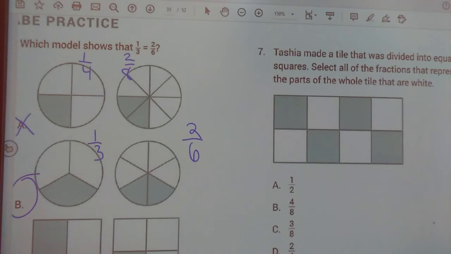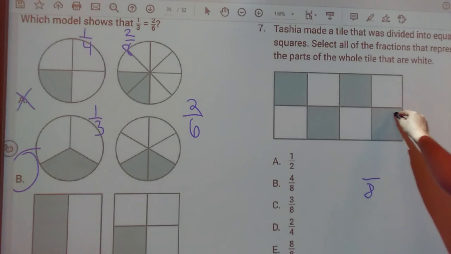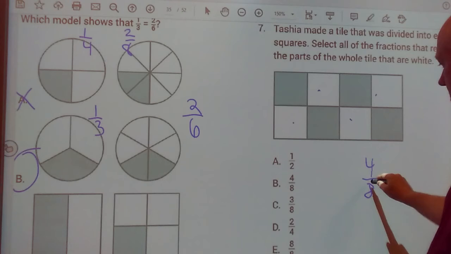Okay, now, Taisha made a tile that was divided into equal squares. Select all of the fractions that represent the parts of the whole tile that are white. So, okay, now, I know I got 8 squares, okay? And how many squares are white? 4 out of 8. So I know B is the answer.